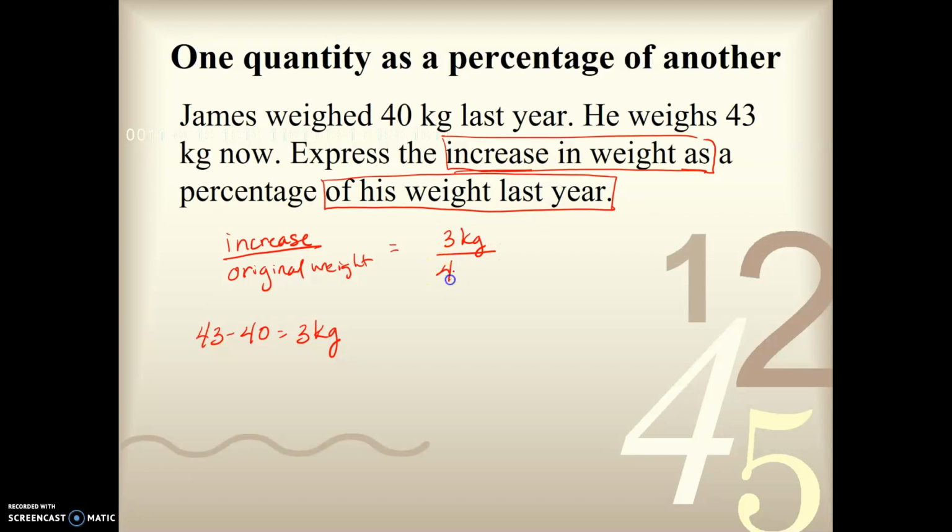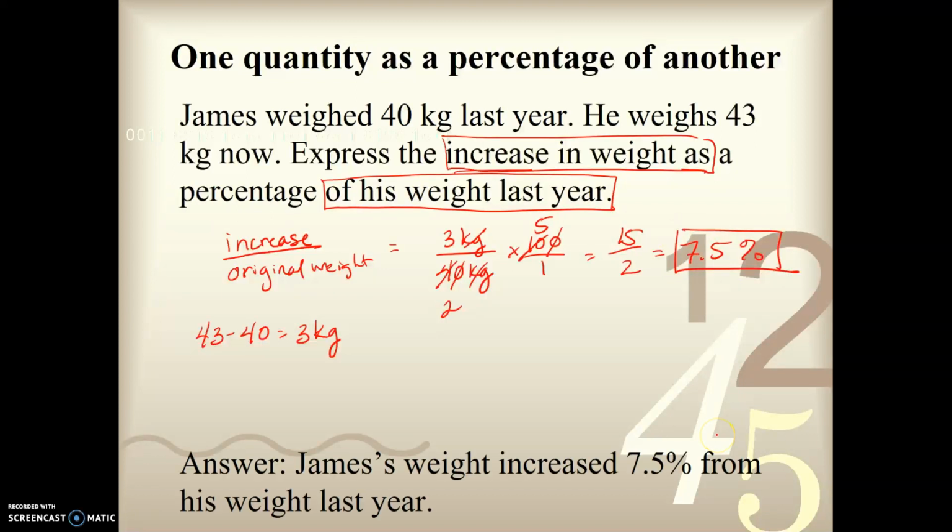His original weight was 40 kilograms. And we want to express this as a percentage. So let's multiply that by 100 over 1, and cross out those kilograms there. And let's go ahead and cross cancel there. We can divide 4 by 2 and get 2, and divide 10 by 2 and get 5. And we get 15 over 2, which equals 7.5%. So our answer is that James's weight increased 7.5% from his weight last year.